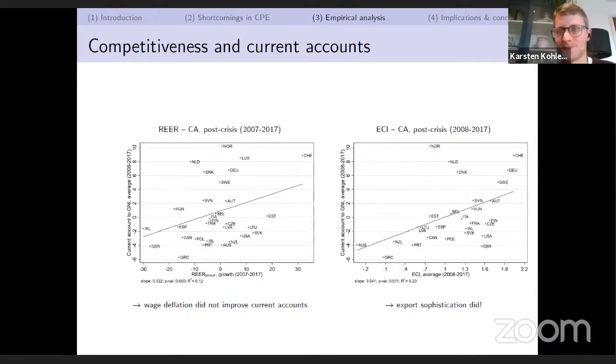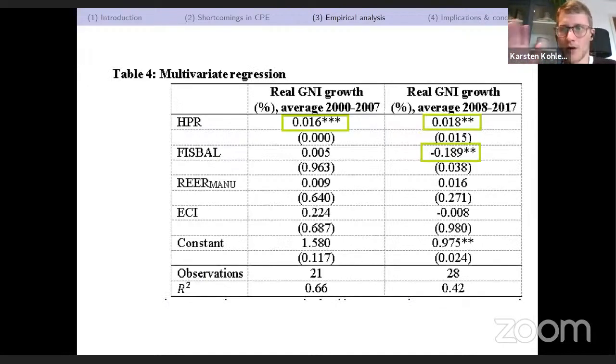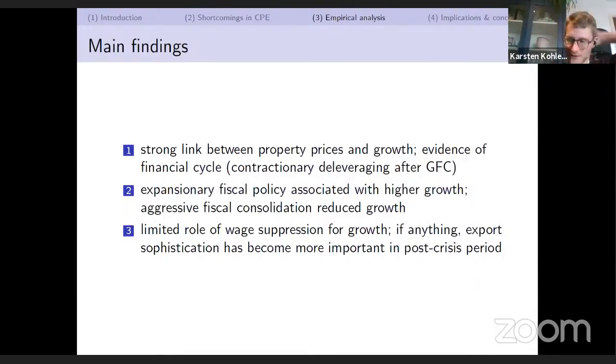We do a further exercise where we plot those two competitive measures against the current account, and there we get even stronger results. So we have no relationship here between wage deflation and better current account positions. So there's no evidence that wage deflation improved current accounts, but we have a very strong positive relationship here between export sophistication and the current account performance in the post-crisis period. Okay, we also do a multivariate regression, but I realize that I'm running out of time, so I'm gonna skip that and try to wrap up.